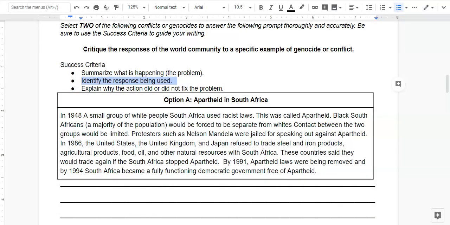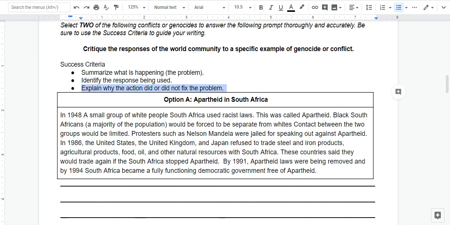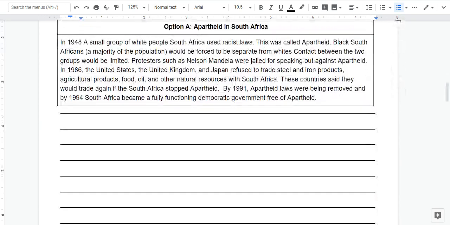And then 3, this is really your reasoning part. Explain why the action did or did not fix the problem. So like explain, if you just say it did fix it, why do you think it fixed it? If it did not fix it, why did it not? And if it fixed it, well, was it really worth the cost in lives or money or reputation? Was it worth it, the cost? Was there a substantially better way to do it, okay? So that's what you want to focus on.